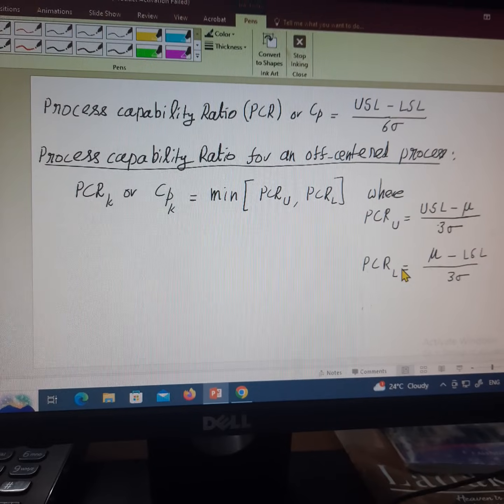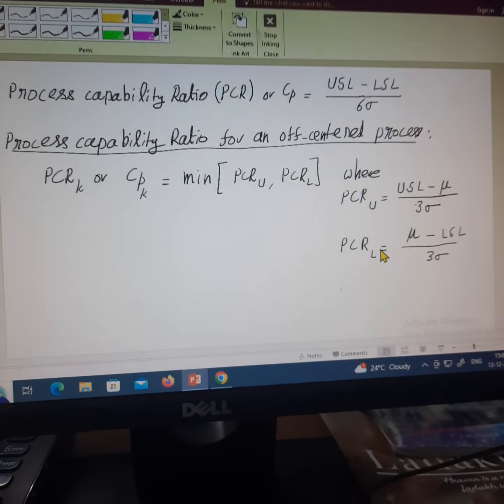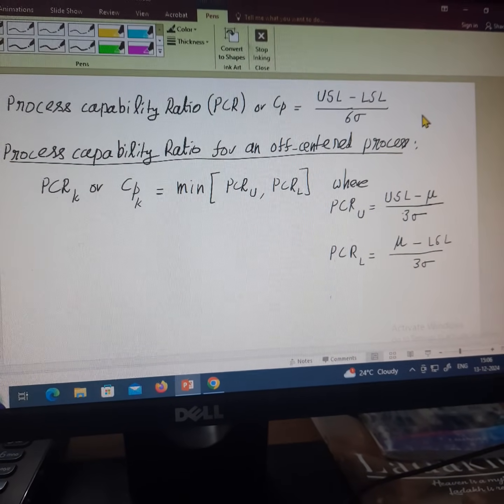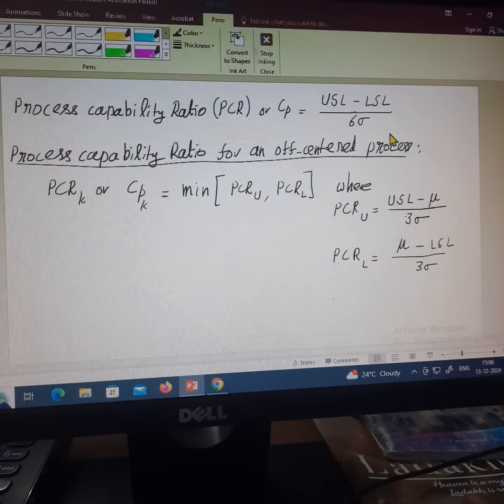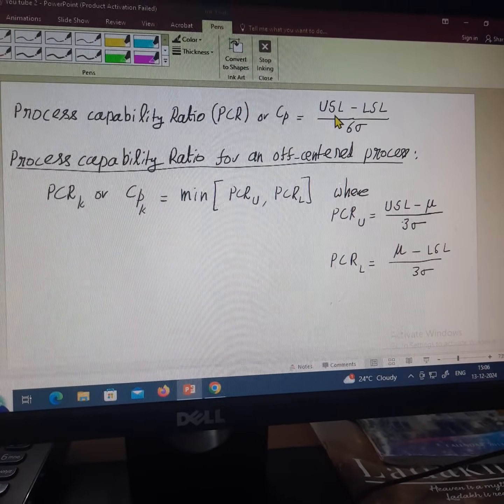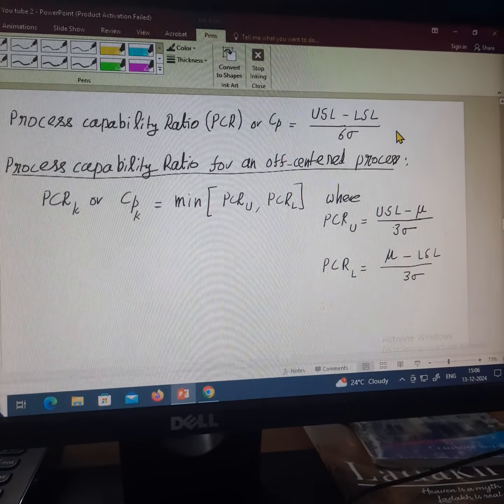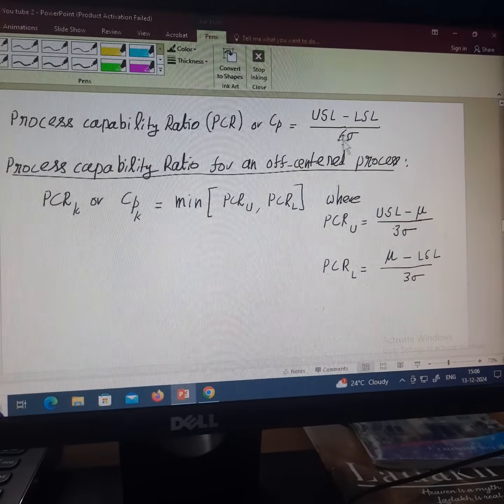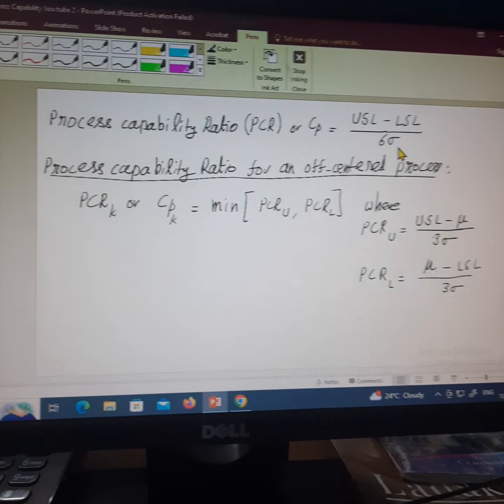So PCR or CP is given by USL minus LSL by 6 sigma, where USL is the upper specification limit, LSL is the lower specification limit, and sigma is the standard deviation.